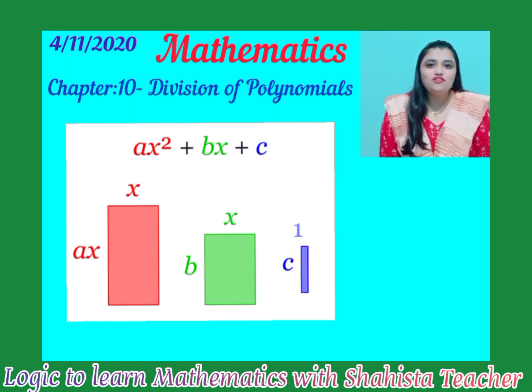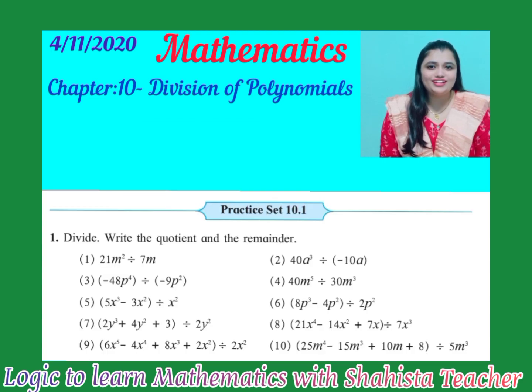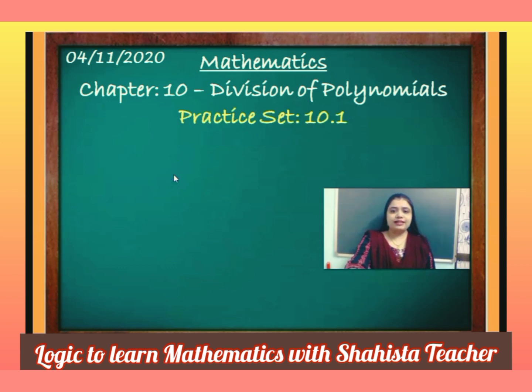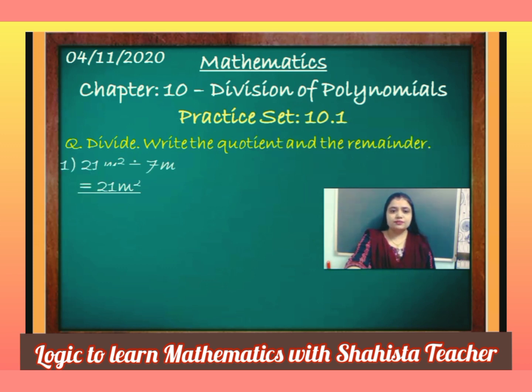Now let's solve practice set 10.1. Let's solve chapter number 10, division of polynomial. Question number 1. Practice set 10.1, question number 1 says: divide, write the quotient and remainder. So here the first sum: 21m square divided by 7m.